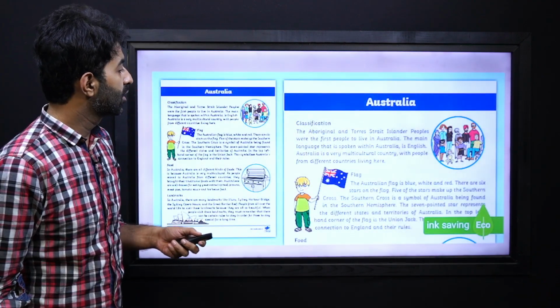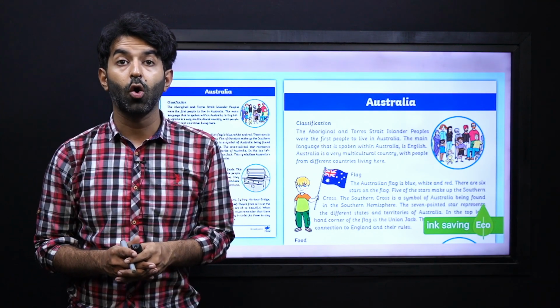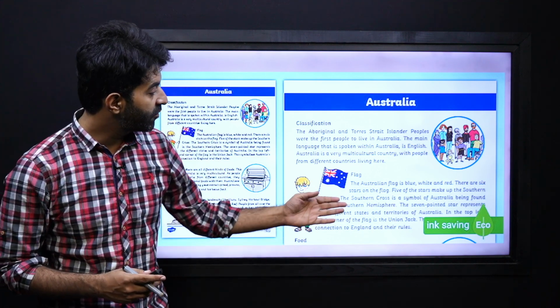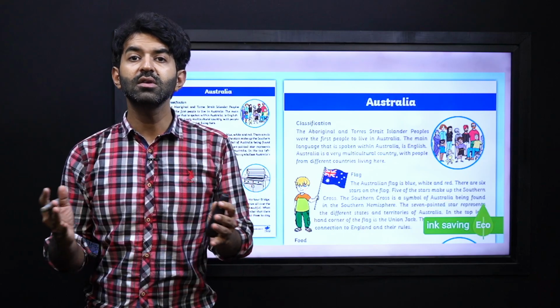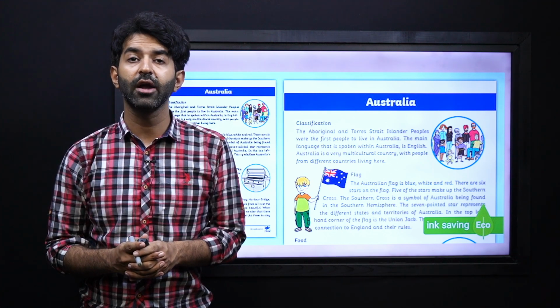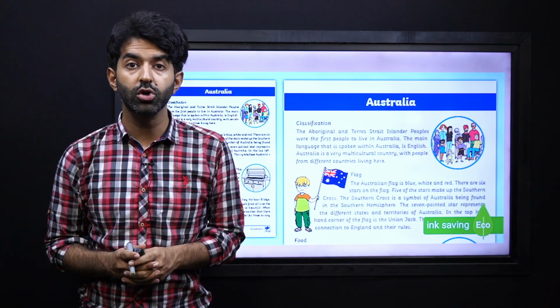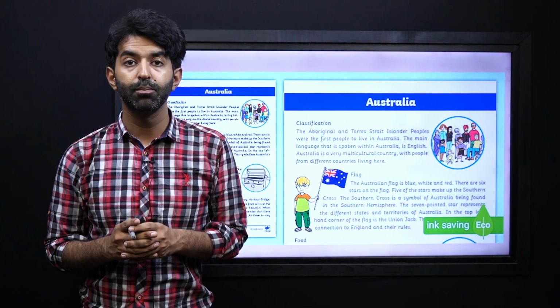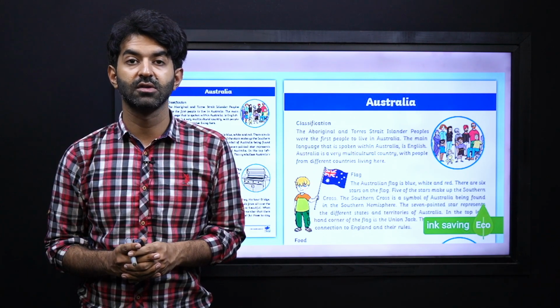Next, here you can see an information report about a country, Australia, where you can see different pictures, the flag, the people of Australia, and so much information. It is a little difficult to read, but this is how an information report looks. And you can find information reports on so many different things: computers, countries, different people, gadgets, electronic devices, etc.